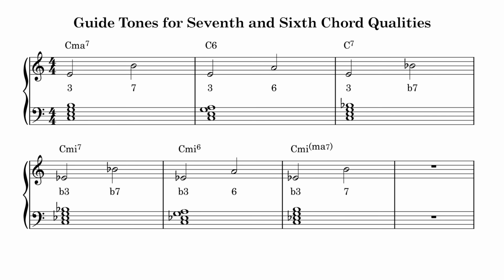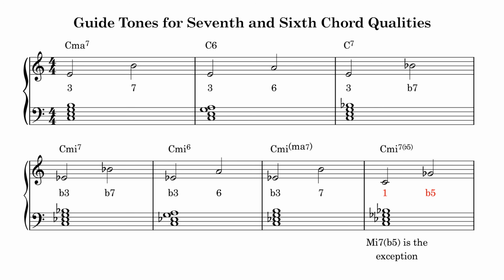Well, that is true, except for minor 7 flat 5 chords, which is partly why they were so confusing to me for the longest time. I heard people play minor 7 flat 5 voicings left and right that did not contain the third. It turns out, while the guide tones that voicings are built on for most of the basic 7th or 6th chord qualities are 3 and 7 or 6, for minor 7 flat 5 chords they are often 1 and flat 5.